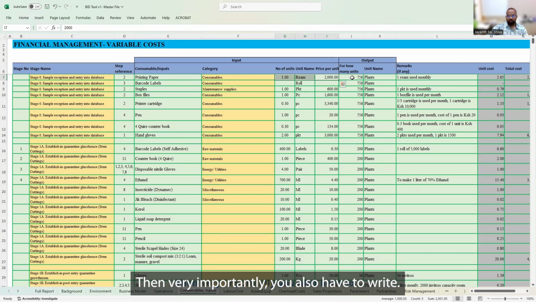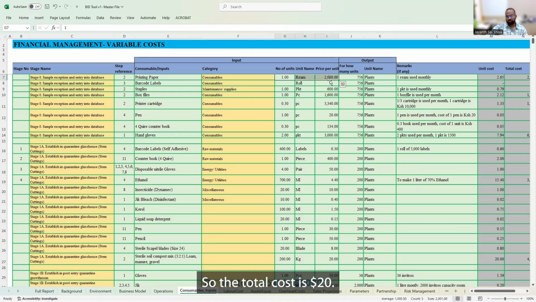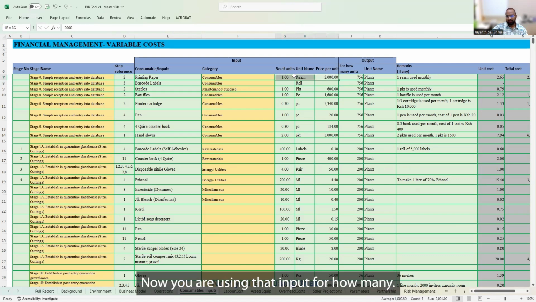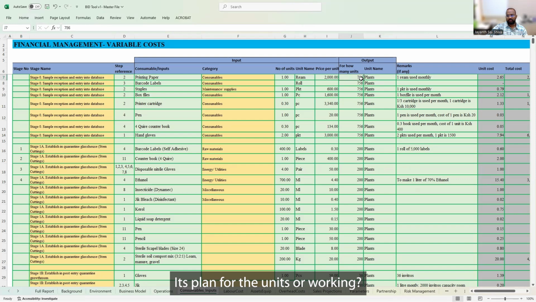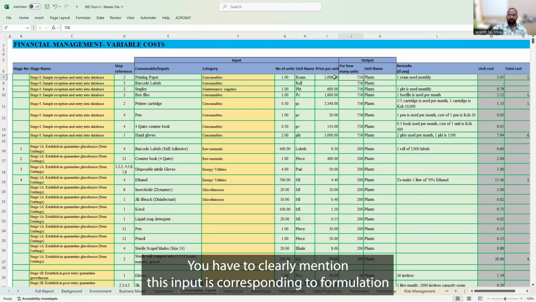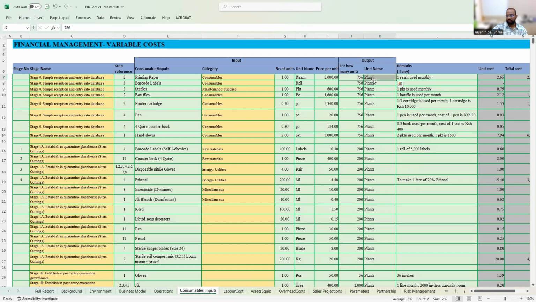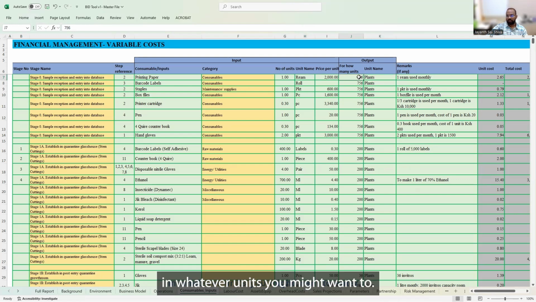Then, very importantly, you also have to write if you have bought, for example, one ream, and each ream is $2,000, for example. So the total cost is $2,000. Now, you're using that input for how many outputs? Is it for 100 kilos, 100 bags, or 76 plants, or 50 units, or whatever? You have to clearly mention how many outputs this input corresponds to, in whatever units you might want to enter.